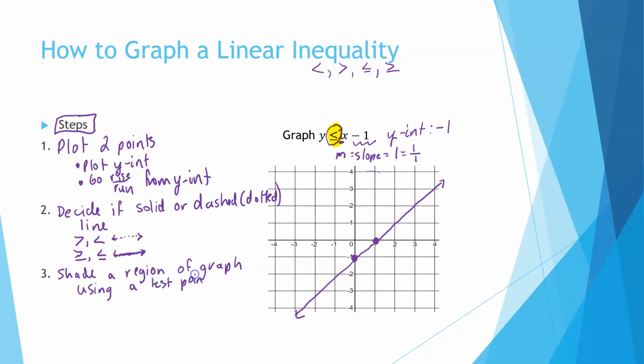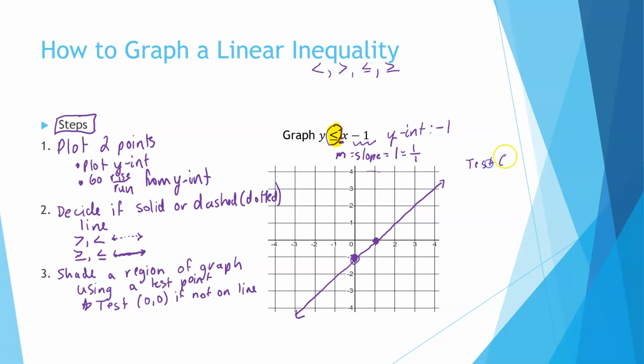A couple of key things about the test point. First of all, if possible, you get to pick any point you want that's not on the line. So I could not test the point 0, -1, but I could test any point up here or any point down here. I always like to test 0, 0 if it's not on the line, just because it's easier math. What I mean by testing, I'll go over here and do that real quick.